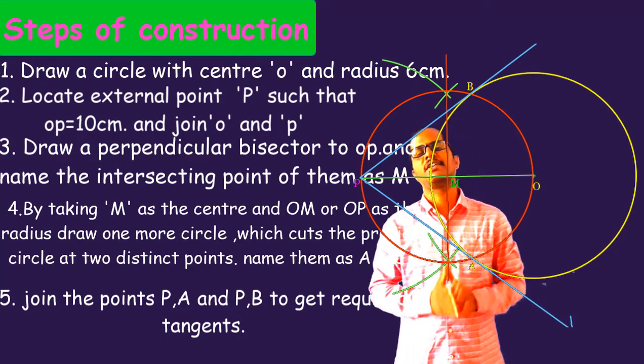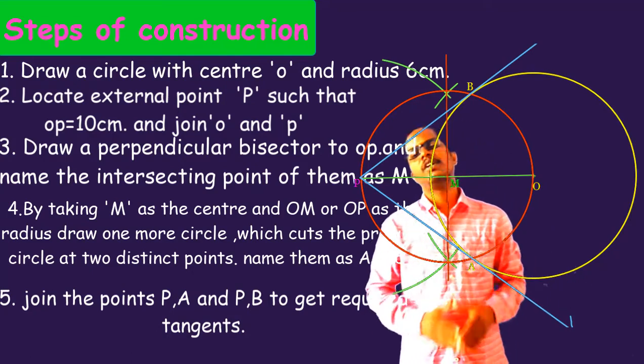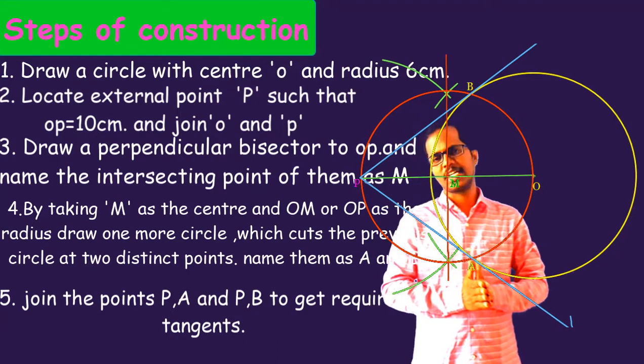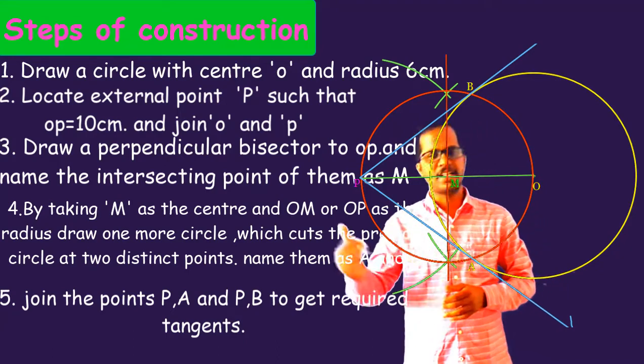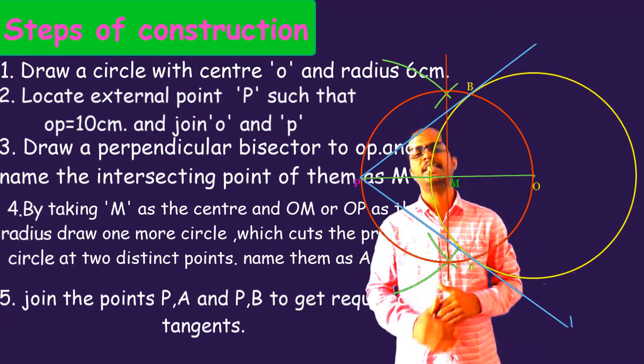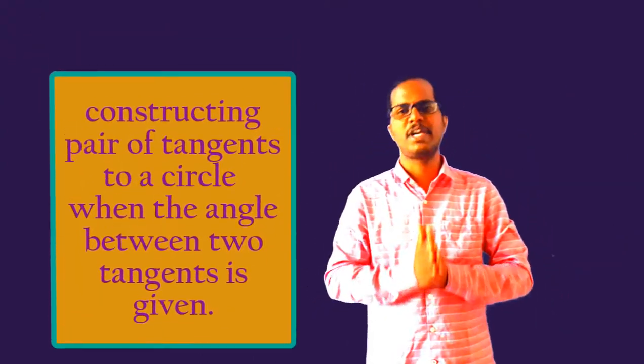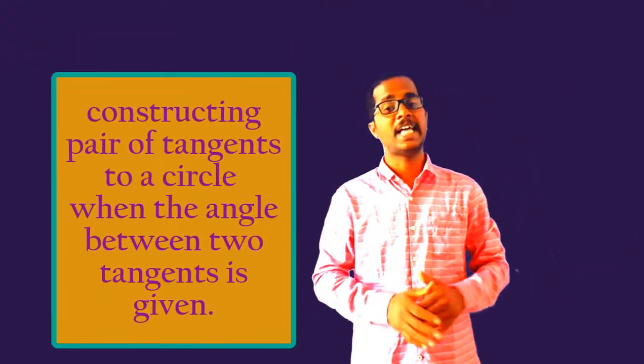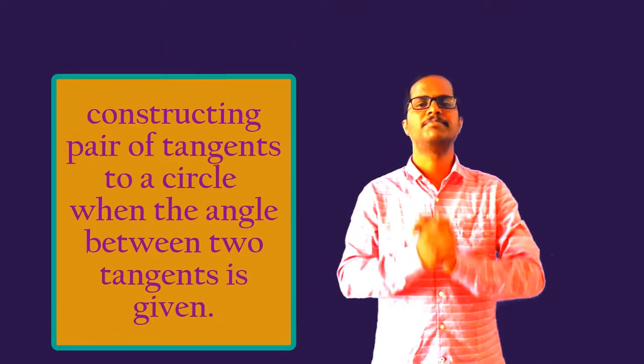This is the process that we can follow when the distance between the center of the circle and the external point is given. And in our next video we are going to see how to construct a pair of tangents when the angle between the tangents is given.